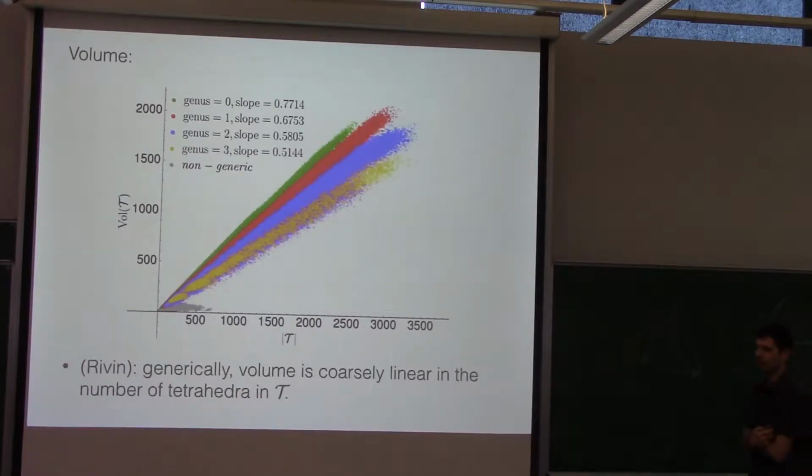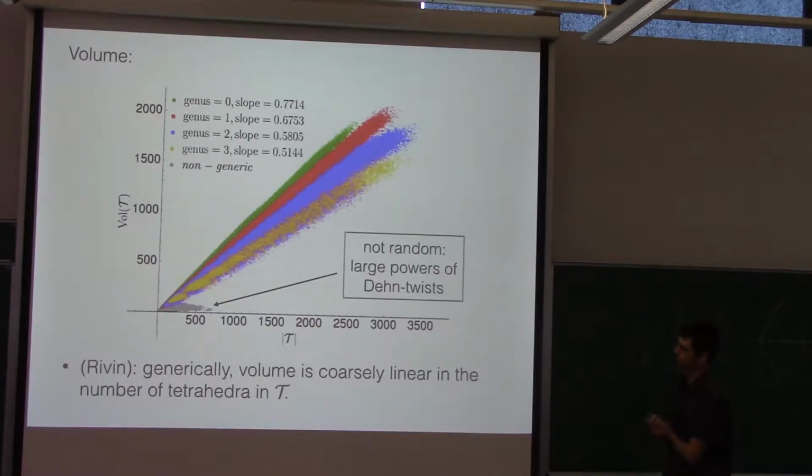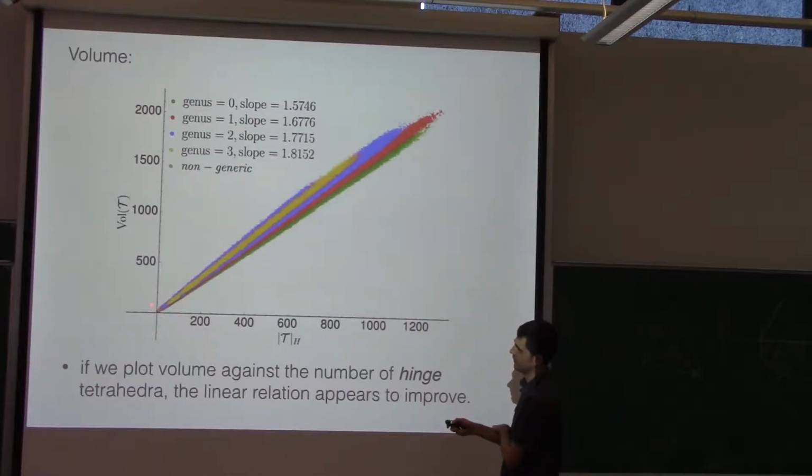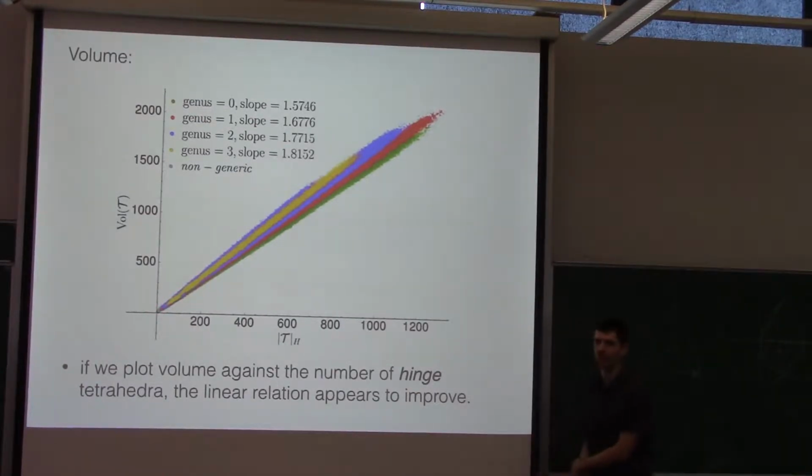If I throw out the non-hinge tetrahedra, then things look a lot nicer. So now I'm comparing the number of hinge tetrahedra in the triangulation to the volume. Notice that, one, the linear relation is much, much better. And two, all these outliers are still here. They're just in line here. I guess they're under other stuff, but they're no longer outliers.